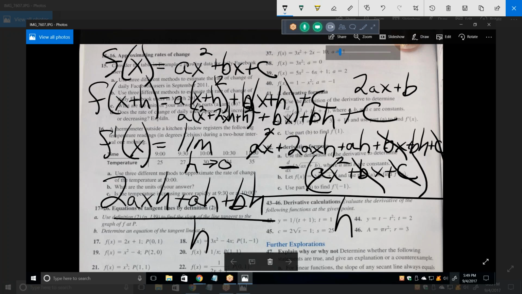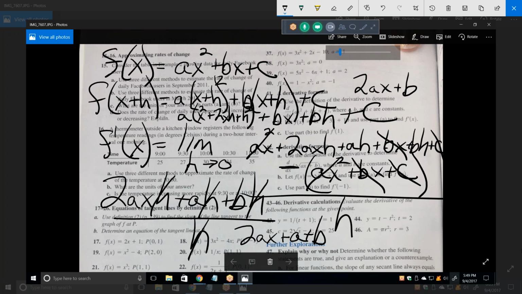Now, instead of factoring out the h, let's just cancel it. I can cancel that one, and that one with that one, right? Yeah. And now I have 2ax plus a plus b.